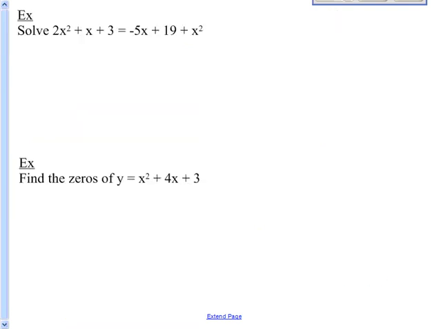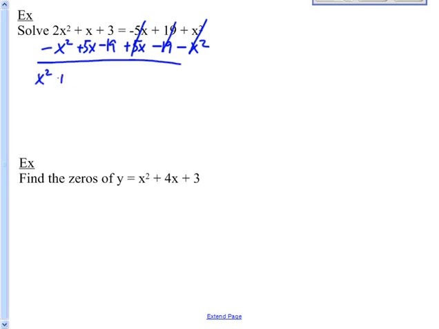Okay, let's do another one here. 2x squared plus x plus 3 equals negative 5x plus 19 plus x squared. Get one side equal to 0. Okay, so that's gone. Let me add 5x as well. Let me subtract 19 as well. Okay, so it looks like 2x squared minus 1x squared is x squared, x plus 5x is 6x, 3 minus 19 is minus 16. All of this equals 0.